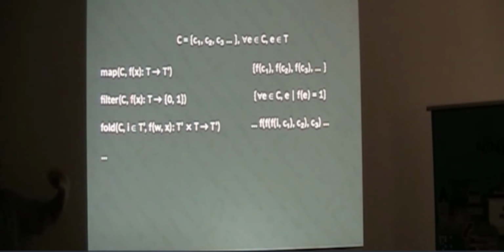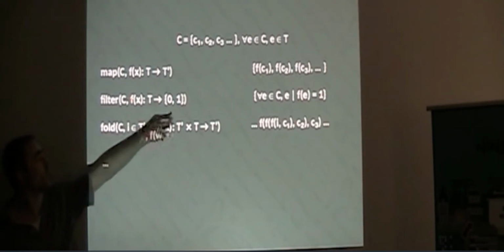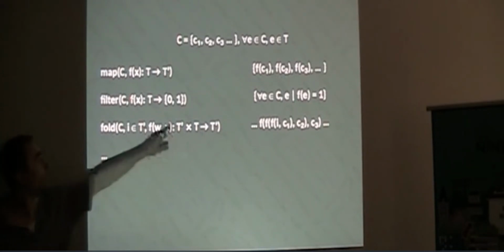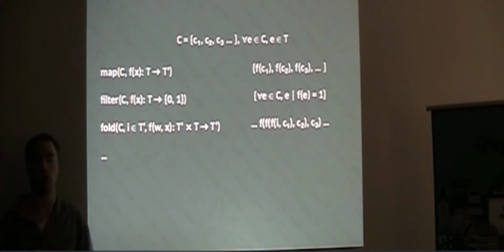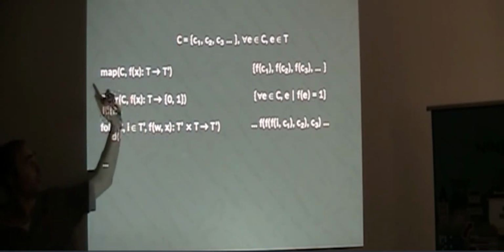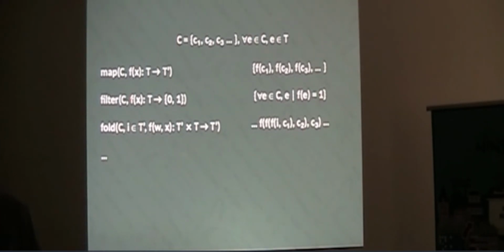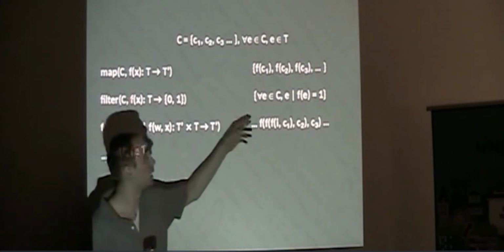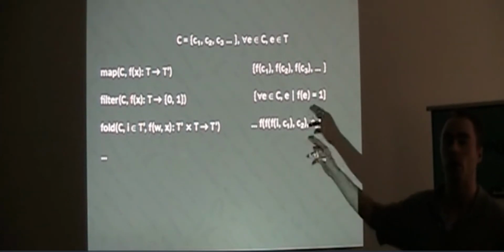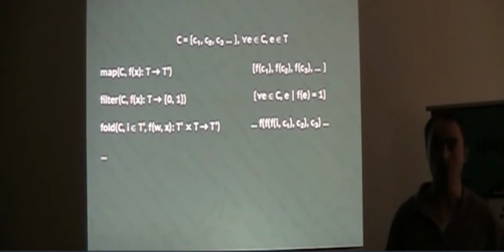Filter will take a function in which the input again corresponds to some element in the collection, and the output is a Boolean value. What filter does is it evaluates that function on every single element in the collection, and it creates a new collection that only contains the elements for which that function evaluated to true.